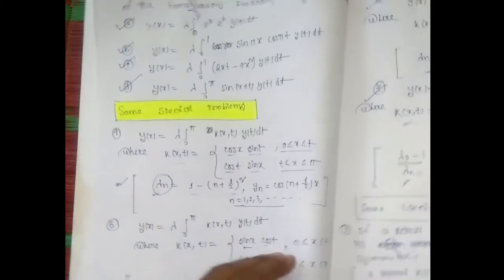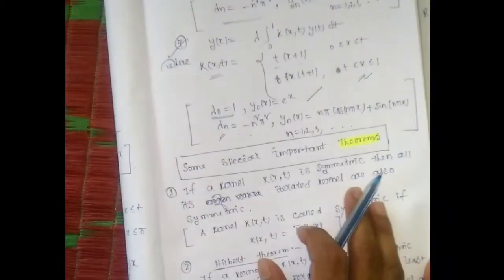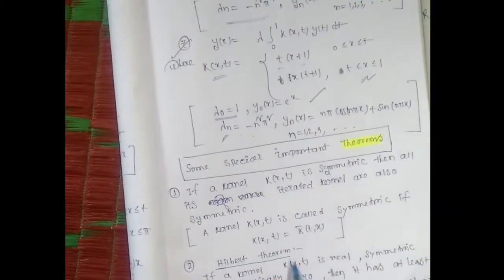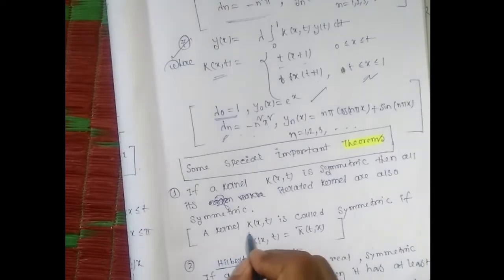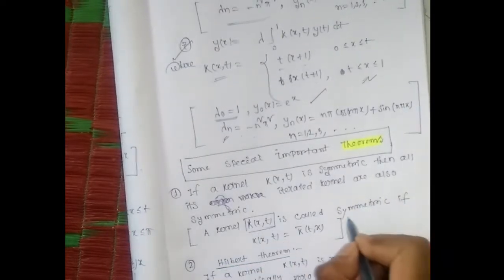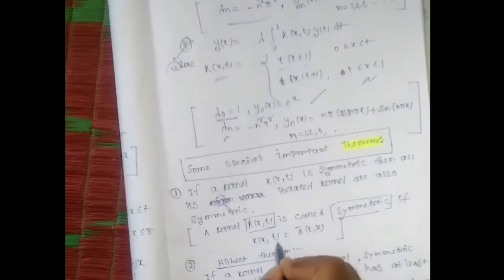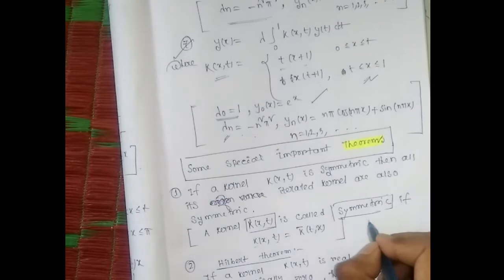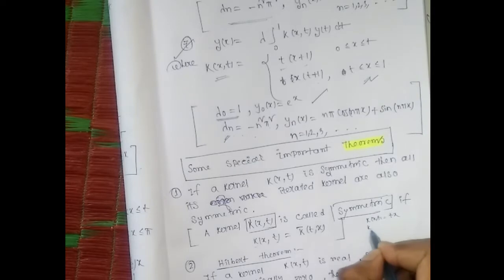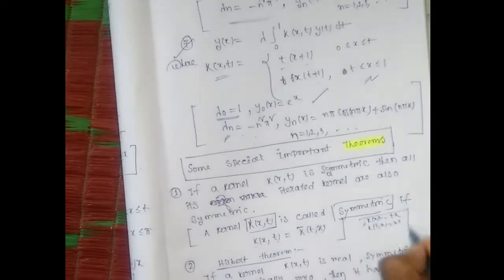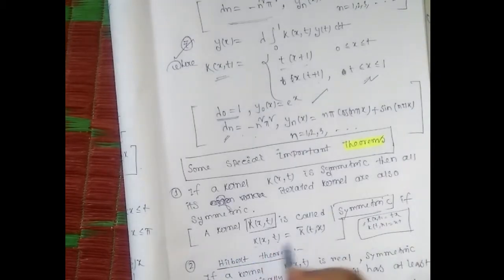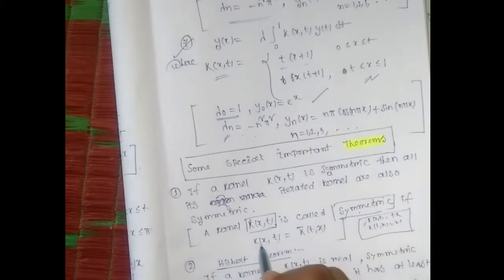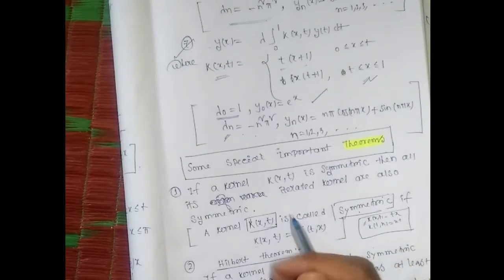Now there are some important theorems. First of all, a kernel K(x,t) is symmetric whenever K(x,t) is K bar (t,x), where the bar is the conjugate. Like if K(x,t) is tx, then K(t,x) is xt, they are the same, so this is a real symmetric kernel. So a kernel K(x,t) is symmetric if K(x,t) equals K(t,x).